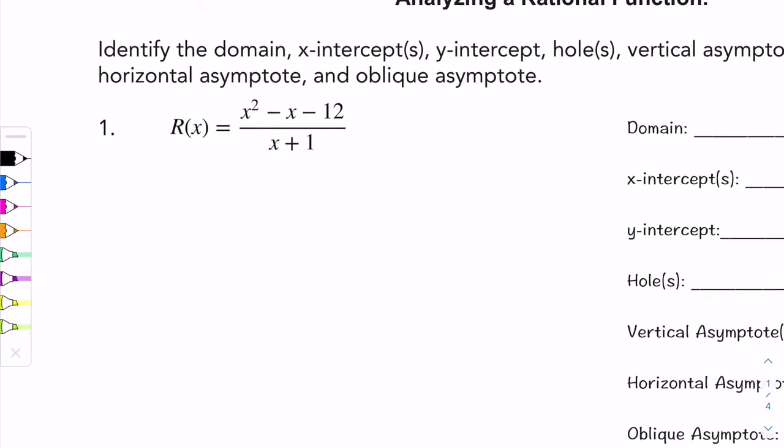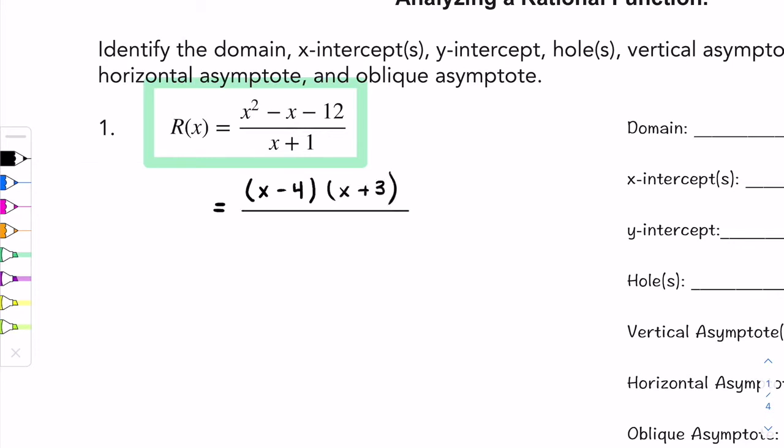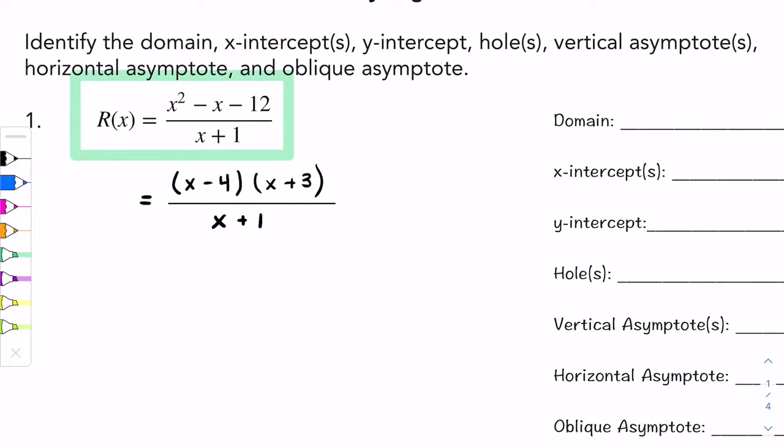So this function is given in standard form, both the numerator and the denominator. Because a lot of the parts require us to have factored form, I'm just going to go ahead and factor both the top and bottom of this fraction. The numerator is going to factor to x minus 4 times x plus 3. The denominator is already in its simplest factored form, so we're going to leave that as x plus 1. So I'm either going to use the standard form equation to answer the parts, or I'm going to use the factored form.